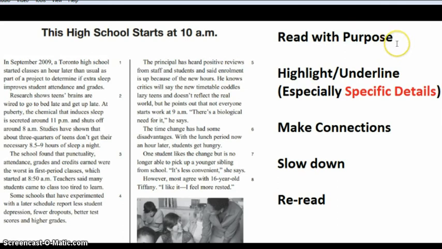So really your purpose in the first place is to determine what is the main idea, what is this article about, and how can I make sense of it. As you read, this is really important, highlight or underline specific details. Anything that you think is really important, because some of the short answer questions will ask you to highlight specific details.